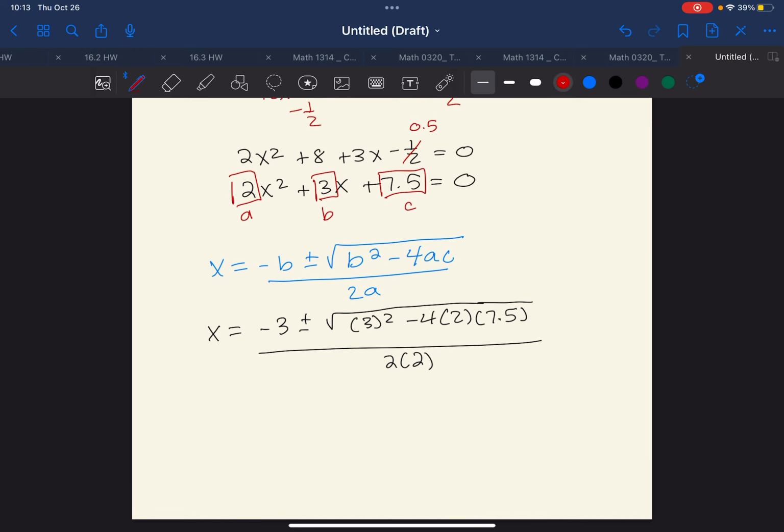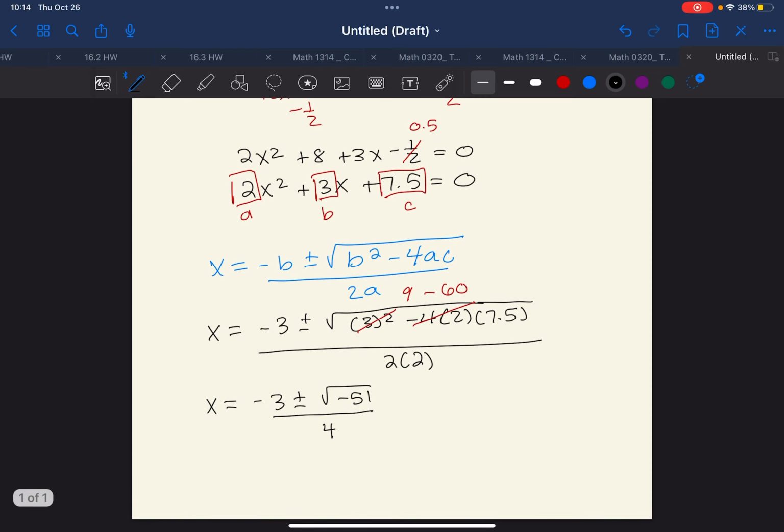Now we're going to start simplifying. So we know that 3 squared is 9. Now we need to type into our calculator negative 4 times 2 times 7.5, and we should get negative 60. So if we combine these, 9 minus 60 gives us a negative 51. So rewriting this, I get x is equal to negative 3 plus or minus the square root of negative 51 all over 4, because 2 times 2 is 4.